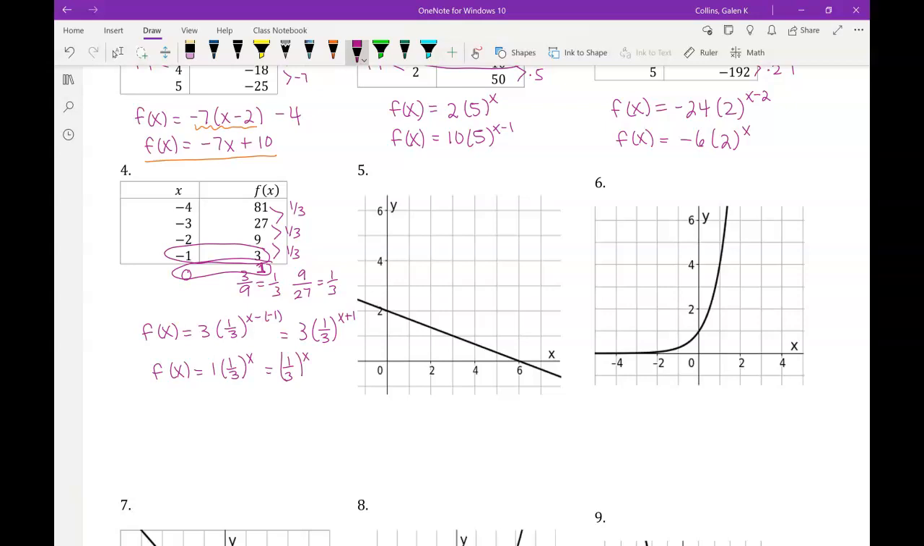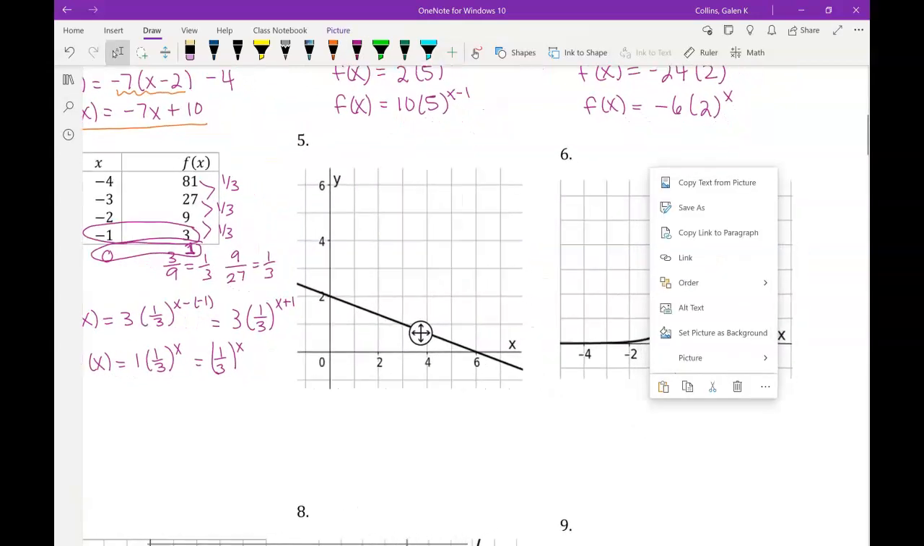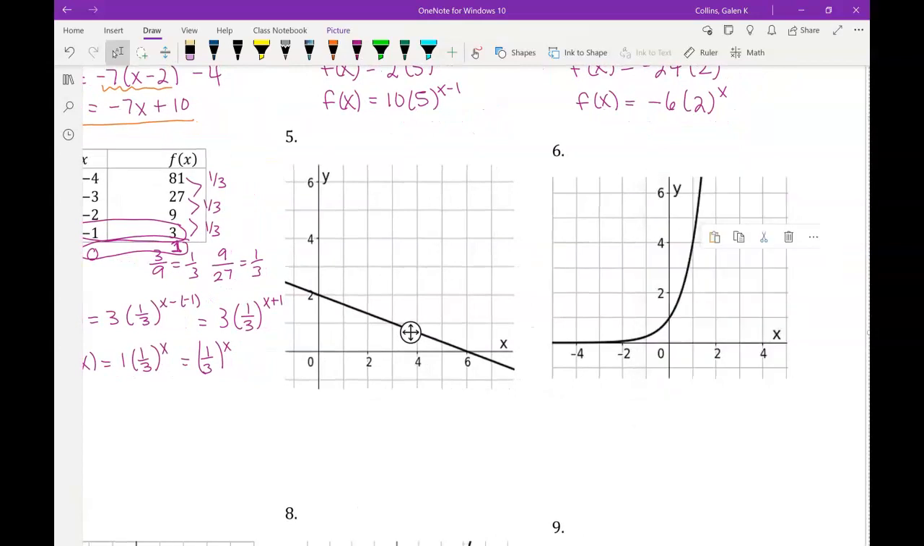All right, in number 5, now we're working with some graphs, and I can see with my eyes that this graph is linear because it's a line. And I can see on the graph my ordered pair for the y-intercept is the ordered pair 0, 2. And I could find my slope by using rise over run. So on a graph, sometimes we call this rise over run, but it's essentially our change in y divided by our change in x.